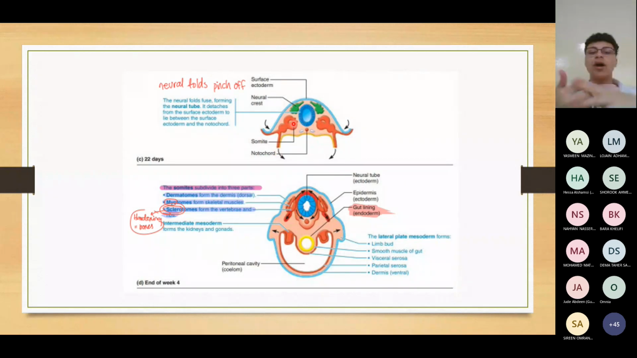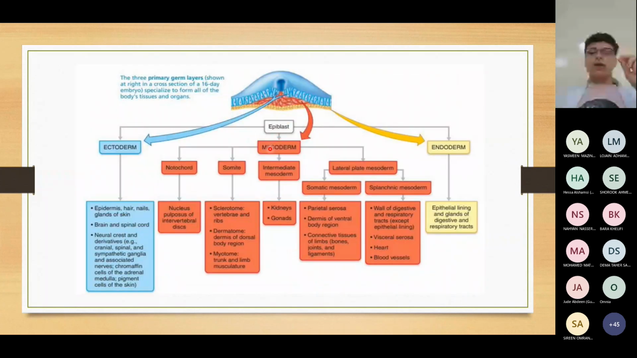The somite is going to form some structures. The intermediate is going to form some structures. The lateral is going to form some structures. This is what I'm trying to refer to. This is very, very important. Really, 100% some questions are going to come from this map. They're going to ask you, for example, the intermediate mesoderm, what does it form? Kidneys, gonads. They can ask you, somite, what are the things that are formed? Sclerotome, dermatome. You need to get familiar with what exactly the mesoderm is forming, what the ectoderm is forming, and what the endoderm is forming, because some questions, I'm repeating again, can come from this mind map.